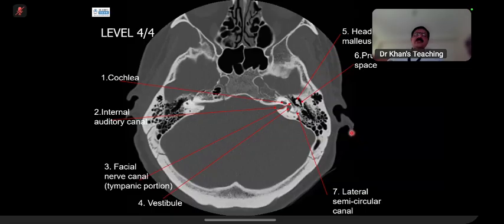Here we can see the head of the malleus and the body. This is the incudomalleolar joint. This is the Prussak space, which is extremely important, because if you see a cholesteatoma sitting here, you have to tell the examiner that it is sitting in the Prussak space. This is a portion of the lateral semicircular canal. This is the facial nerve canal, which is sitting next to the internal auditory canal.